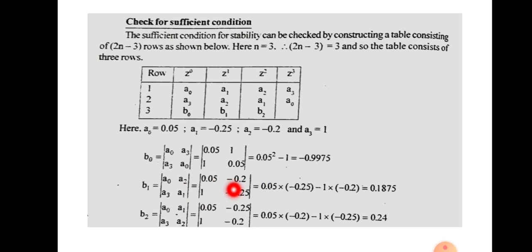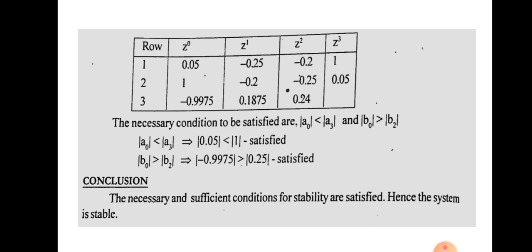So you can find the determinant, and you will find different entries like this, and next you can write the elements b0, b1, b2, a0, a1, a2, a3 in this table. Once you form this table, you have to check the n minus 1 conditions. What are the n minus 1 conditions? Modulus of a0 should be less than a3, and the second condition is modulus of b0 greater than modulus of b2. b0 is this one, b2 is this one, so that also you have to check.